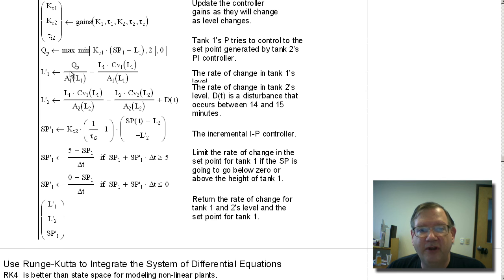And then I use the differential equations from above, but again, instead of using constants, I'm making it so that all the coefficients are functions of the level. So this is the differential equation from above, but instead of having constants, I have functions, and that calculates the rate of change in the level for tank 1, and this calculates the rate of change in the level for tank 2 using the equation above. But I've added this disturbance function, which you will see how that comes into effect a little bit later.